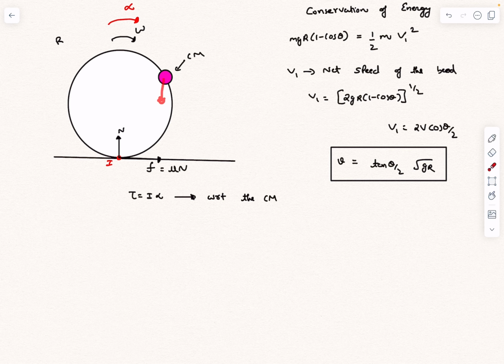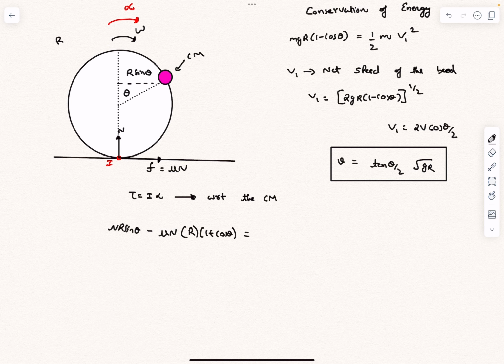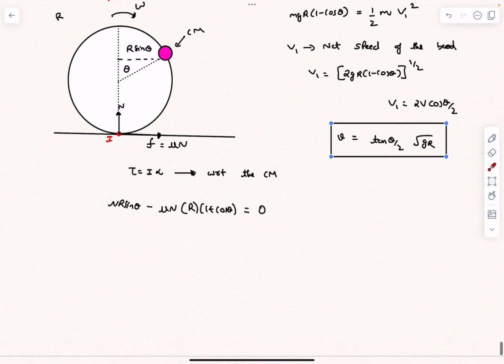So mg I'm not writing, guys, because the net torque due to mg is 0, as it is passing through the point itself. The torque due to normal reaction will be N multiplied by the perpendicular distance, and the perpendicular distance is r sine theta. So the torque due to normal reaction is N r sine theta, and the torque due to friction will be minus, as it is in the counterclockwise sense, mu N multiplied by the distance from the point of application, which is r plus r cos theta. So this comes out to be r (1 plus cos theta), and this would be equal to I cm, which is 0 in this case, because the m r square would simply become 0, as it is a point mass.